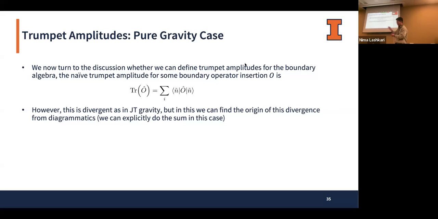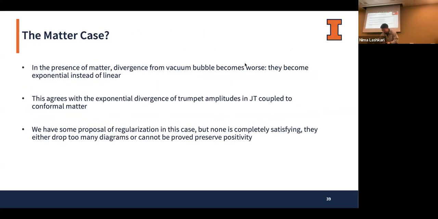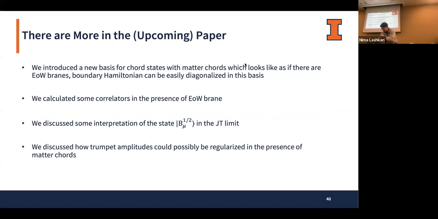And I will just stop here. There is another interesting story about the trumpet amplitudes and their divergence, but they are not very relevant to what I'm talking about today. If you are interested in that, we can talk about that later.